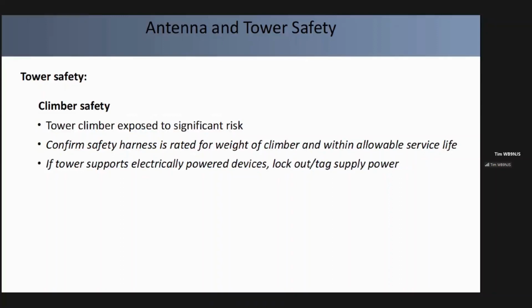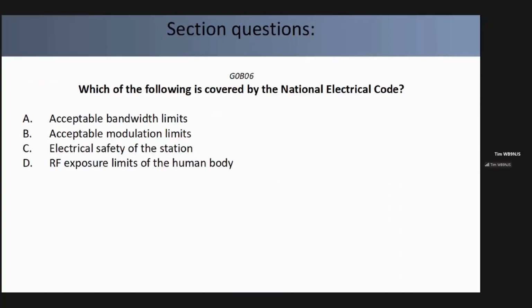Okay, you saw the preview. Let's get on with a few review questions. Which of the following is covered by the National Electrical Code, NEC? Well, it's not the RF exposure limits of the human body. It's not bandwidth or modulation. All three of those kind of sound like FCC territory to me. NEC relates to electrical safety of the station.